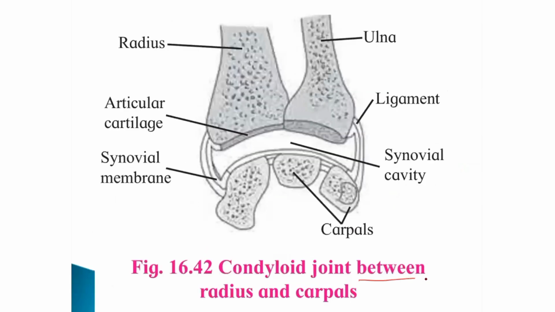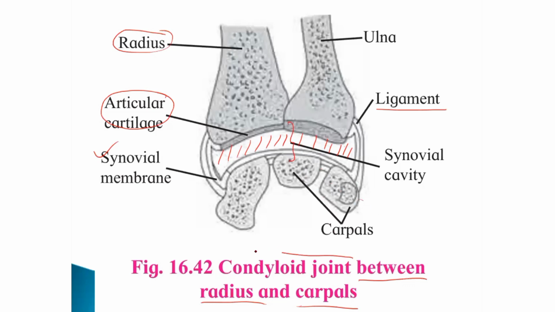Condyloid joint is seen between radius and the carpal. So look at this. This is the radius. There is articulating cartilage surface, then ligament, bone to bone attachment. This is the cavity that is called the synovial cavity, surrounded by a membrane called synovial membrane, and the carpal. So this joint that you can see here is called condyloid joint.